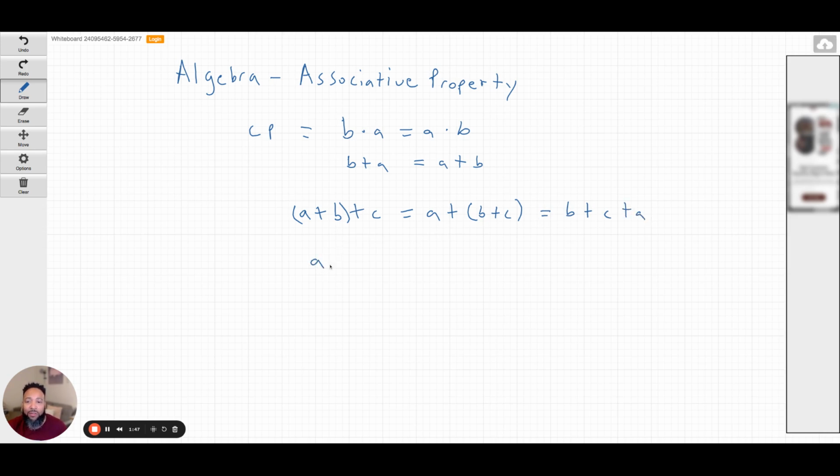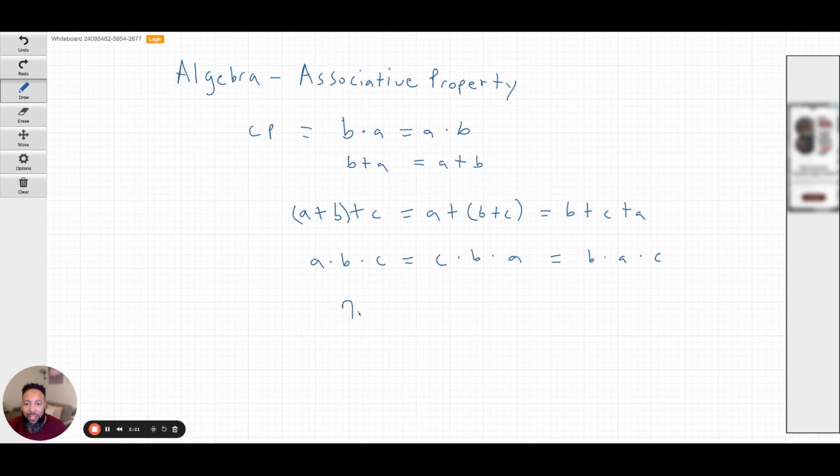Also, for instance, if you have A times B times C, that also equals C times B times A, or also it may equal B times A times C. So basically, the associative property is just saying when it comes to addition and multiplication, it does not matter where you place the numbers. That's not going to affect the outcome of the sum or the product. So let's put this to the test.